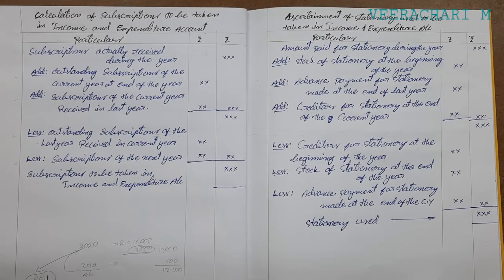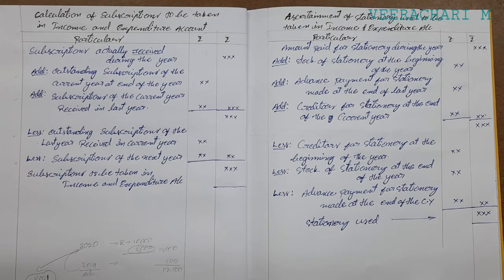Okay, be prepared and please be clear on this one, because it is very important for short questions as well as long questions also. The major income of a non-profit organization is subscriptions only. So in every question there is an adjustment for subscriptions. You should be clear on this concept of subscriptions.